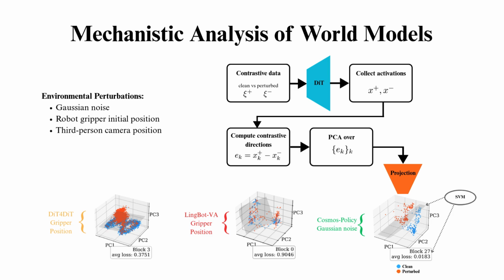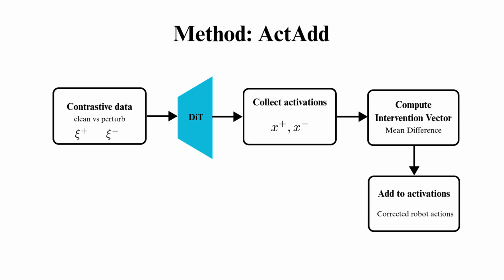Ultimately, we find that nuisance representations are highly dependent on the task and model architecture, and these mechanistic results help identify settings where activation steering is likely to be effective. For separable tasks, we extend two inference time steering methods to WAMs. The first is ActAdd, which computes the difference between perturbed and unperturbed activations and injects it into the model during inference to counteract the perturbation, steering the WAM towards its nominal behavior.